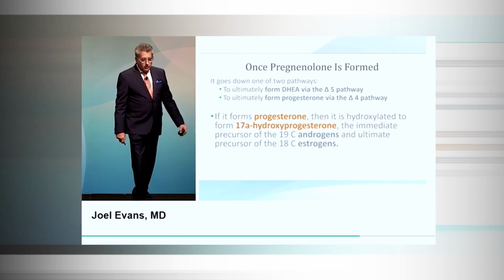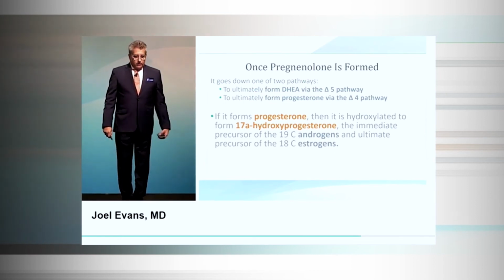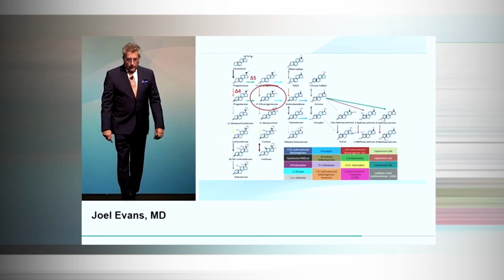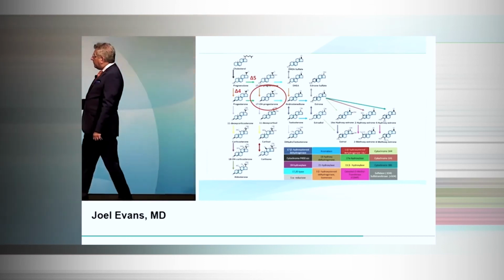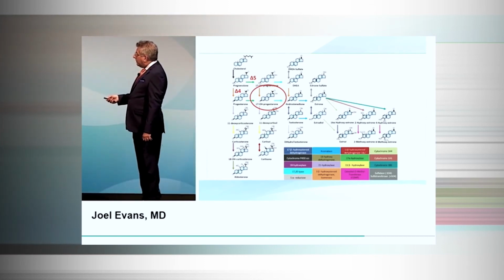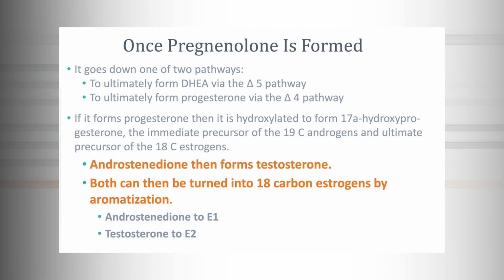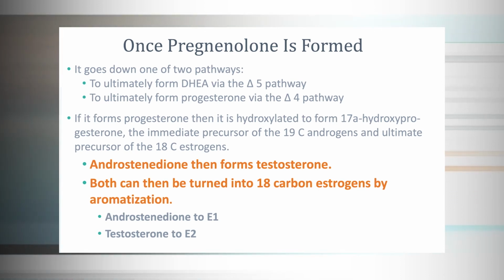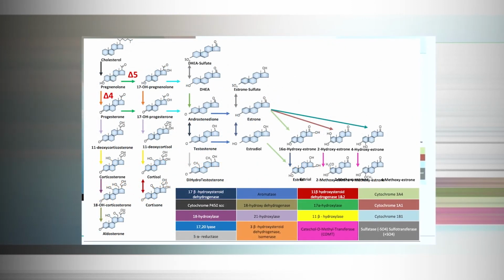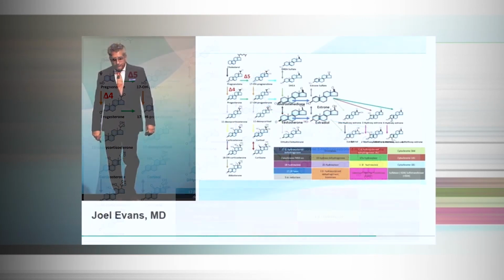If it forms progesterone, it becomes 17-hydroxyprogesterone, which then becomes an androgen, which then becomes an estrogen. So progesterone, 17-hydroxyprogesterone, can become an androgen or an estrogen, and actually, it can go down there too. Androstenedione then forms testosterone. Both can be turned into estrogens by aromatization. So just remember, androgens become estrogens through the enzyme aromatase. That's the key takeaway. Androstenedione to E1, testosterone to E2. I say familiar to familiar, testosterone to E2. So here you see androstenedione and testosterone becoming the estrogens.